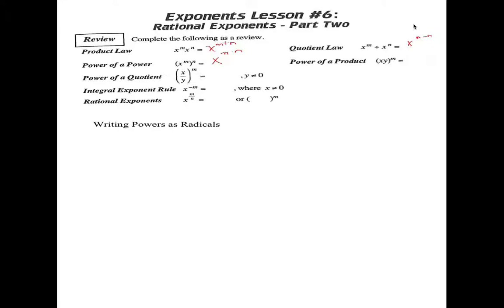The power of a product law would be that we could separate them and do x to the m power and y to the m power. Here, the power of a quotient is x to the m power all over y to the m power. For a negative exponent, remember when you're writing it, you take it and flip it, so it's 1 over x to the m power, so it loses the negative sign and now becomes positive.